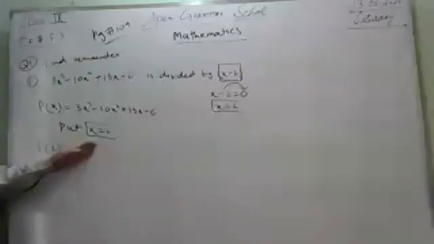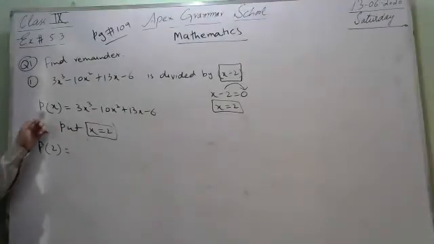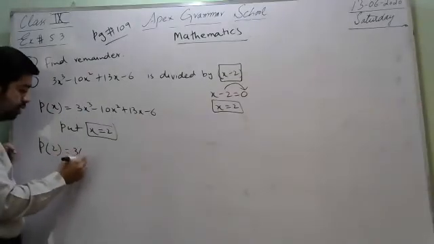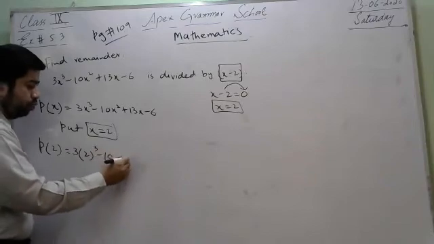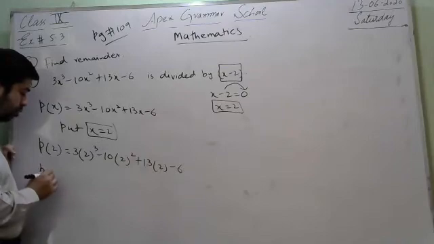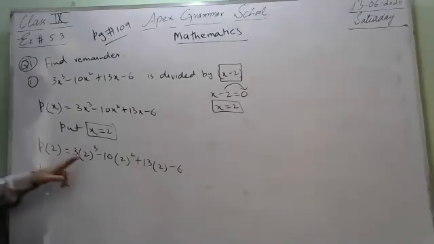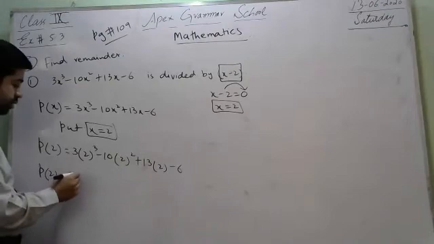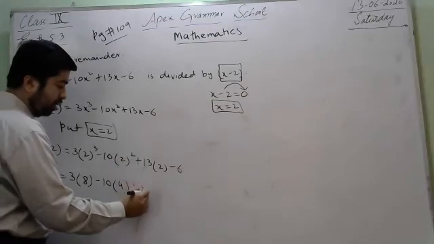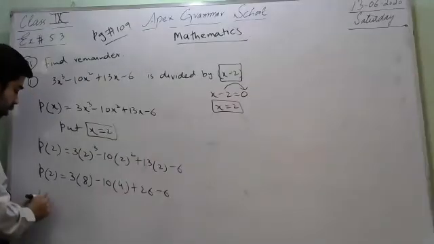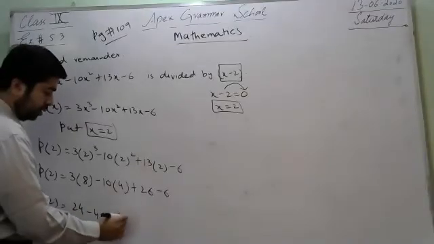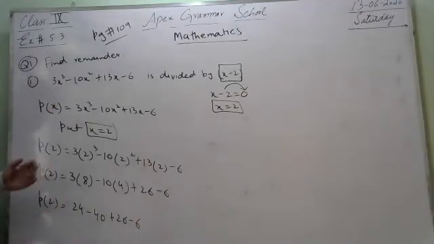Then put the value of x as 2 all the way where x appears. So 3 times 2 cube minus 10 times 2 square plus 13 into 2 minus 6. So the polynomial will be equal to 3 times 2 cube, that is 8, minus 10 into 2 square, that is 4, plus 13 times 2 is 26, minus 6. Now you have to solve it. 3 8s are 24, minus 40 plus 26 minus 6. Now calculate it.